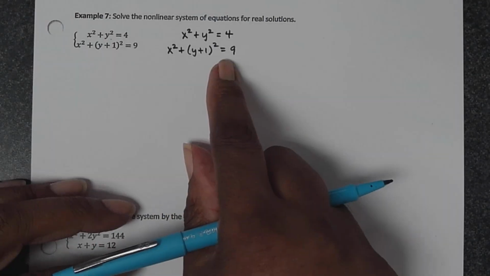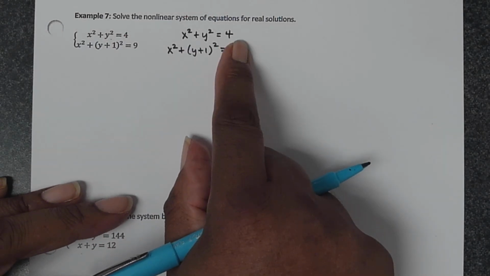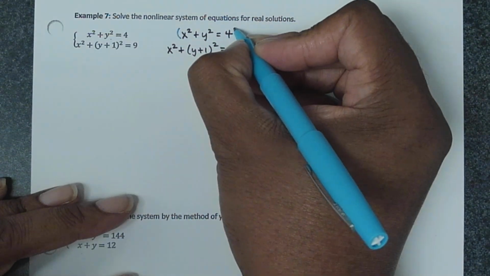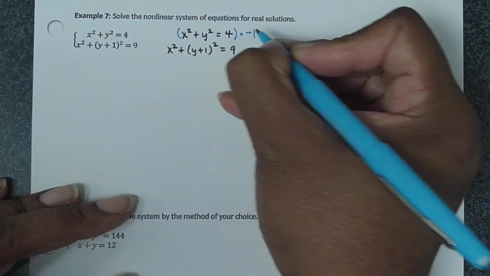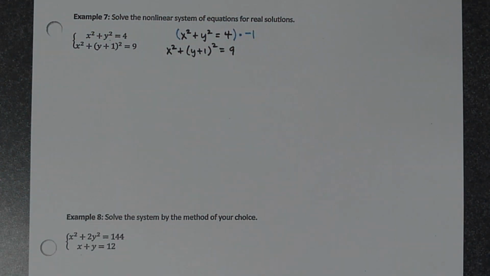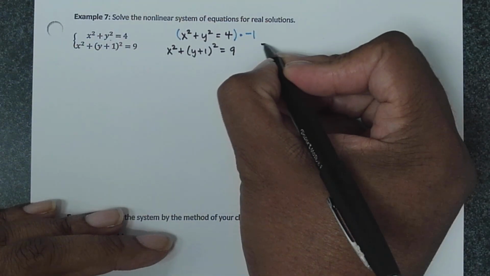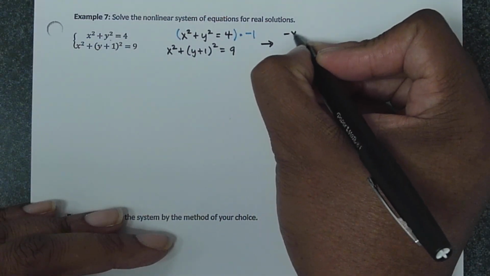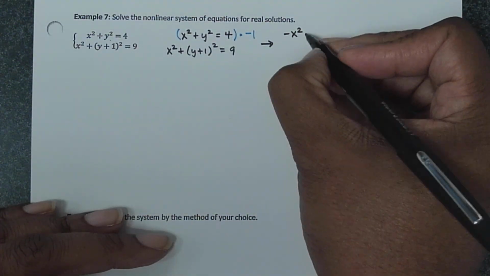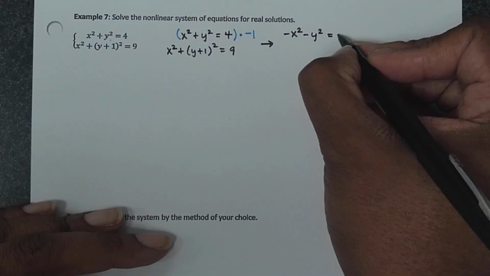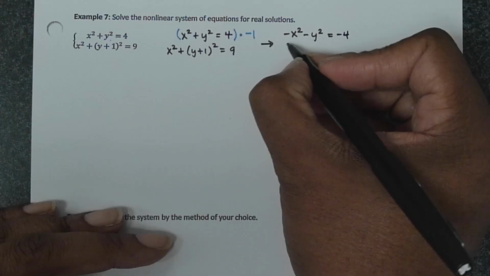And I'm going to let the first equation be negative for the x squared. I'm going to do that by multiplying that first equation by negative 1. Best to do it that way. And when I do, negative 1 times x squared would be negative x squared. Negative 1 times the y squared would be minus y squared. That's equal to negative 1 times 4, which is negative 4.